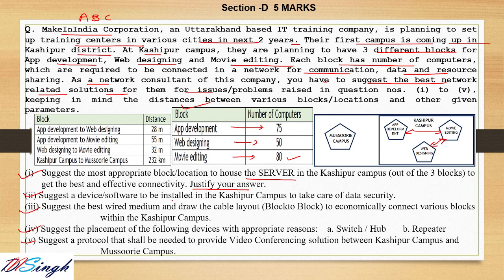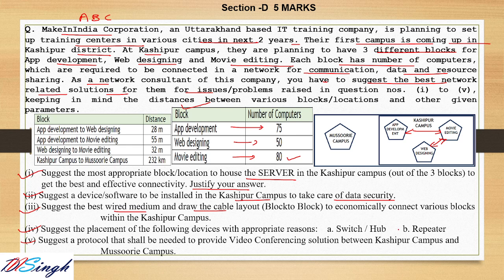Suggest a device or software to be installed at the Kashipur campus to take care of data security. Firewall is the answer for that. Suggest the best wired medium and draw the cable layout. For cable layout there is a doubt about which parameter we need to take: a star topology or bus topology, or the shortest cable requirement. We will discuss all those issues.